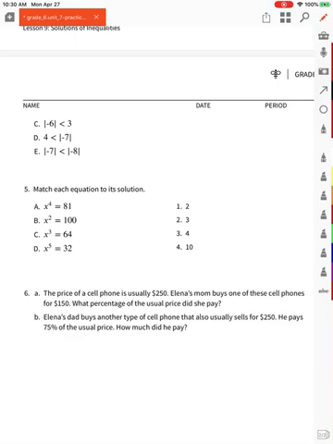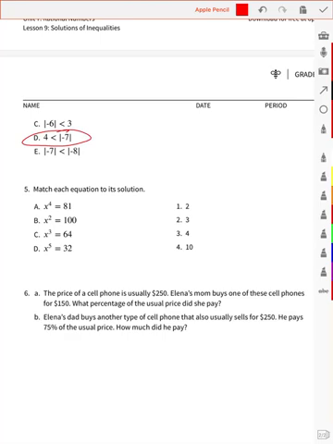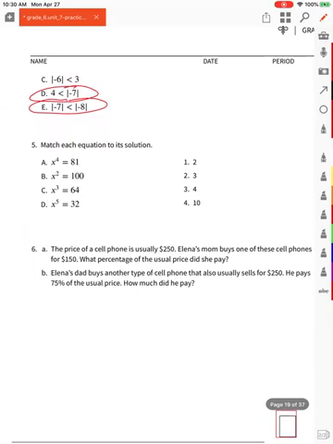D, 4 is less than the absolute value of 7. That is true. And E, the absolute value of 7 is less than the absolute value of 8. Yes, that is true. So you should have A, D, and E for number 4.